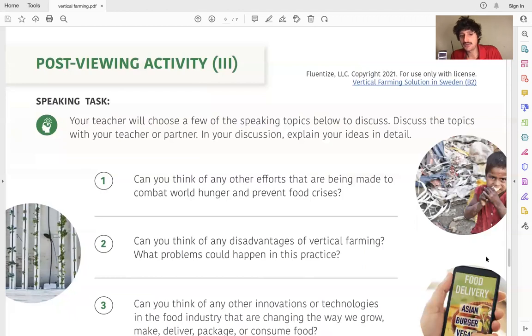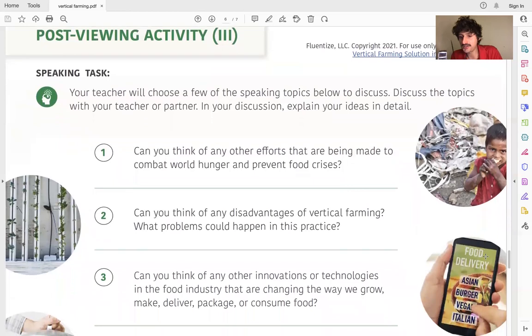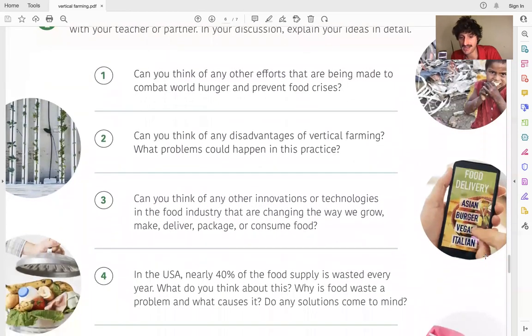And we need to combat world hunger. We need to fight it. Now think of also disadvantages. With everything, there are always advantages, but there are also disadvantages. So think about those and we will share them in class. We'll also talk about innovations and technologies in the food industry, and these innovations and technologies are changing the way we grow, make, deliver, package, or consume food.